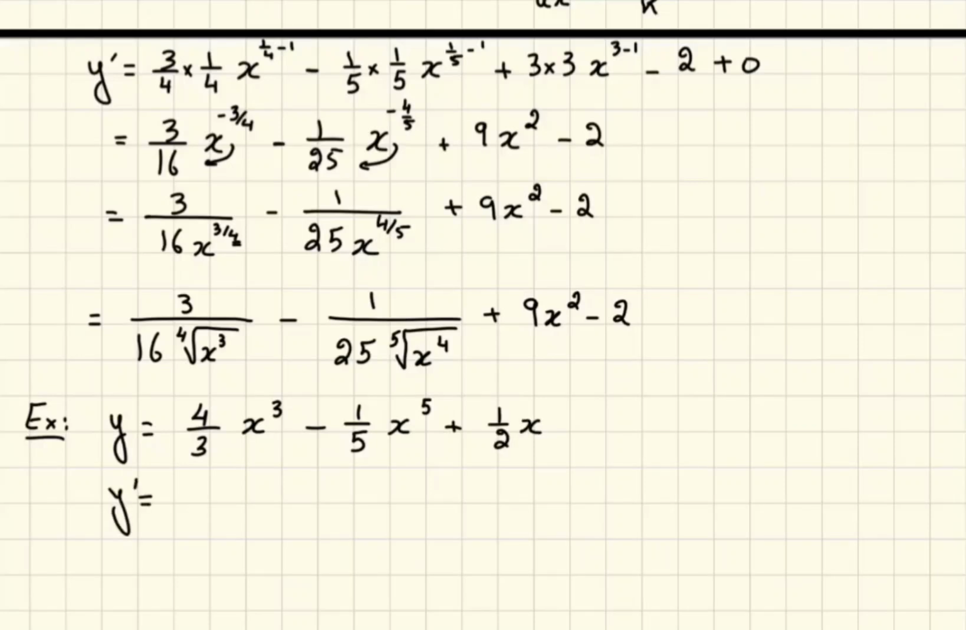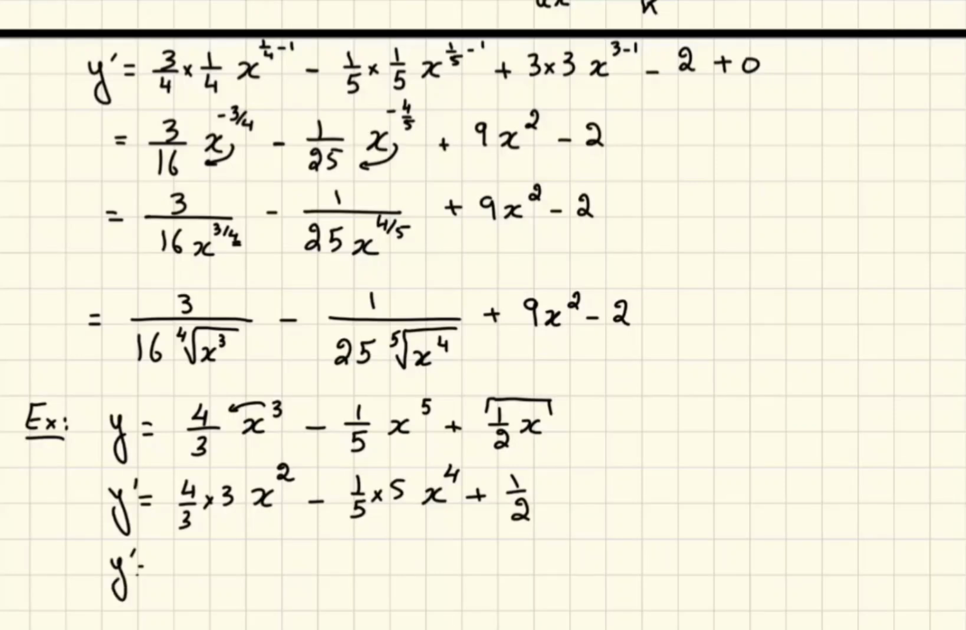Now the derivative of this will be, I take the 3 down, so 4 over 3 times 3 x exponent 3 minus 1, which is 2, then 1 over 5 multiplied by 5 x exponent 5 minus 1, it's 4, plus the derivative of anything that is ax will be only a, so we write only 1 over 2.